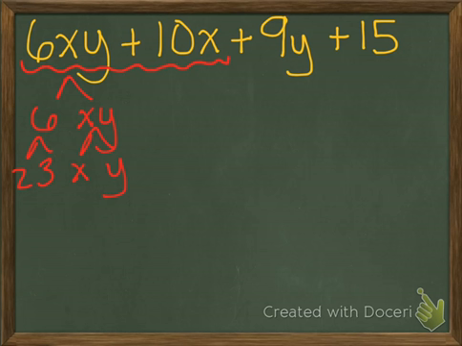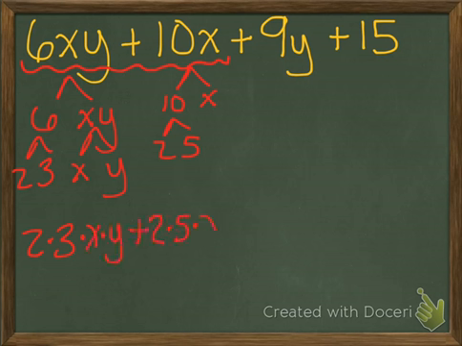Now I want to use my second term and break it down as far as it can go also. Well, 10x breaks down into 10 times x, and 10 is 2 times 5. Once I have these things broken down as far as they go, I want to pull out the greatest common factor. So you'll notice that our first term is 2 times 3 times x times y. Our second term is 2 times 5 times x.